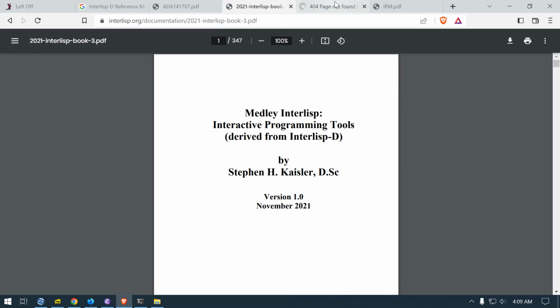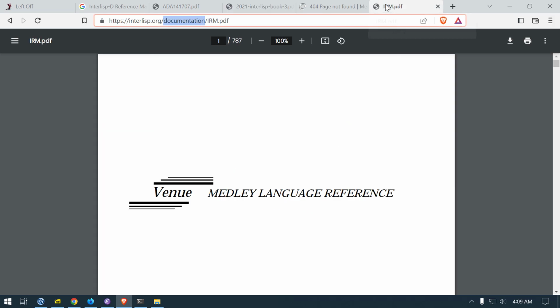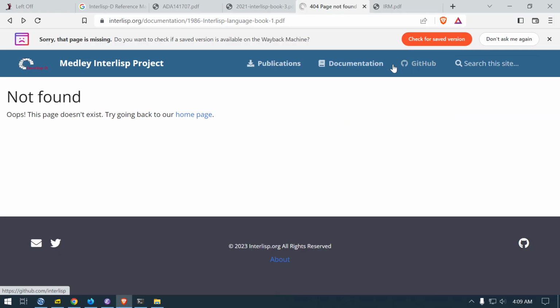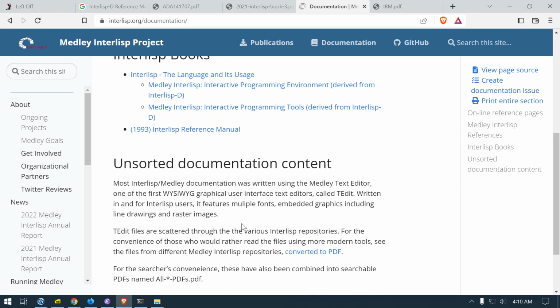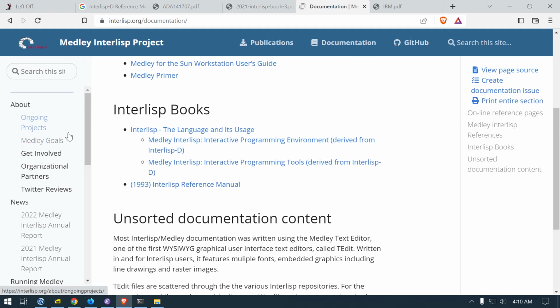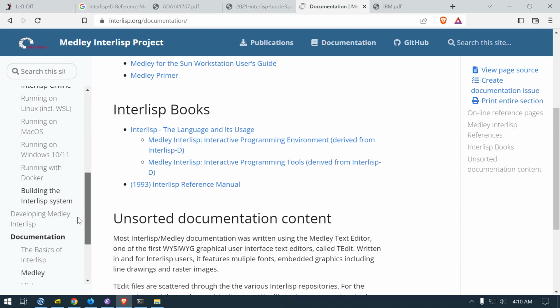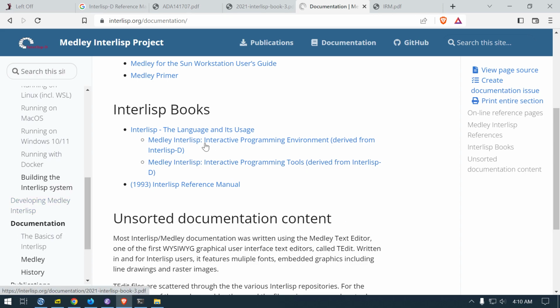So the easiest way to get around is, when you're on their website, right here where you come up to this, just click on documentation. And if you're somewhere else on the page, I guess you can come over here and find documentation and click there. It's the same page. And then right here, you'll find these books, and these links actually work.